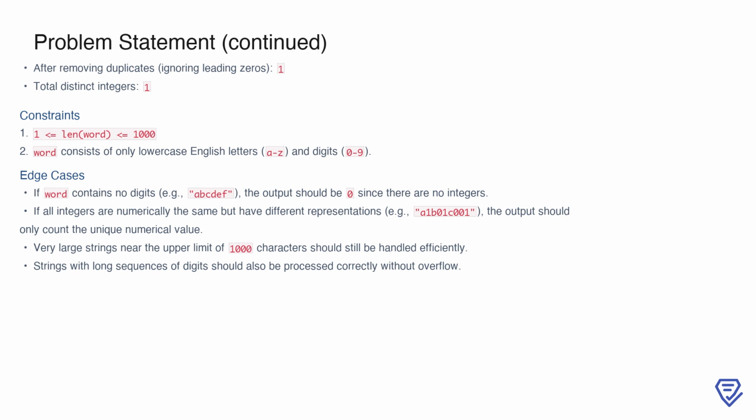The problem also comes with several constraints and edge cases. For example, if the string contains no digits at all, the output should be 0. Similarly, if all integers in the string are numerically the same but represented differently, only one unique value is counted. Efficient handling of longer strings, up to the limit of 1,000 characters, is also essential to solve this problem effectively.